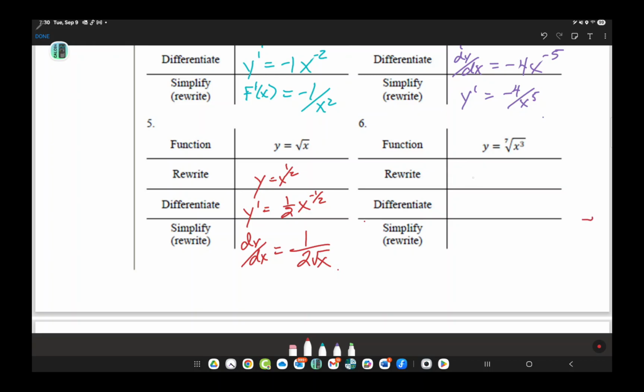All right. So for number 6, y is equal to x to the 3/7. We're going to bring down 3/7. Subtract 1 from 3/7. Again, just by subtracting 7/7. So we get negative 4 over 7. So we get dy/dx equal to 3 over 7, 7th root of x to the 4th.